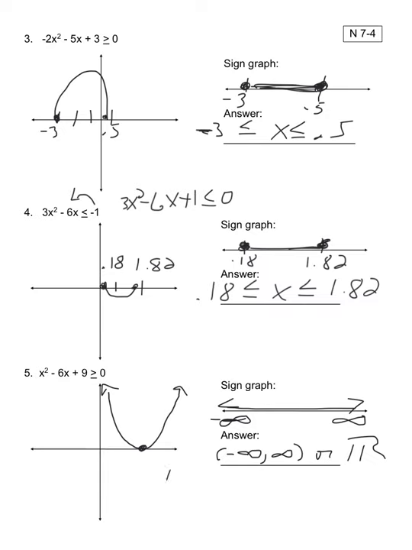The work we did for this was A7-4, and we did numbers 2, 4, and 5. And that concludes the notes for 7-4.